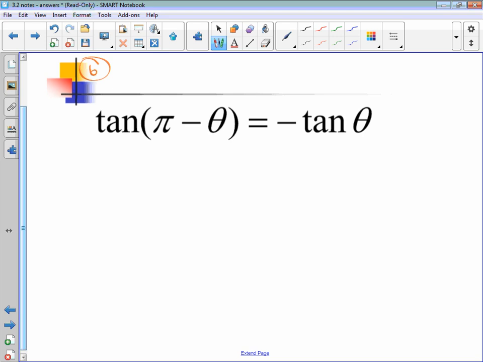Are we ready, guys? Okay, so our formula: tangent of pi minus tangent of theta over 1 plus tangent pi tangent theta.